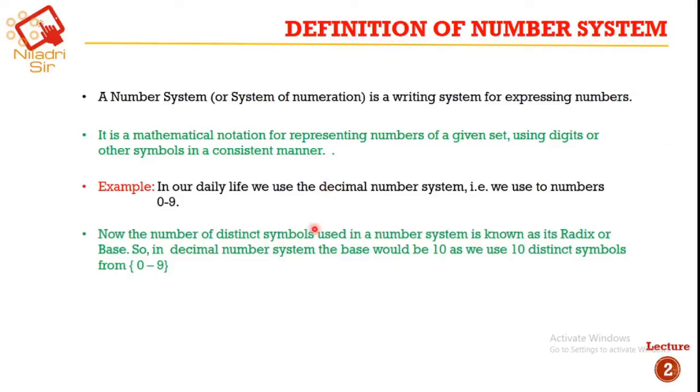Now, the number of distinct symbols used in a number system is known as its radix or base. So what is the radix or base? Radix or base is basically the total number of digits a number system may have. In the case of the decimal number system, the radix or the base is 10, as we have 0 to 9, 10 distinct digits.